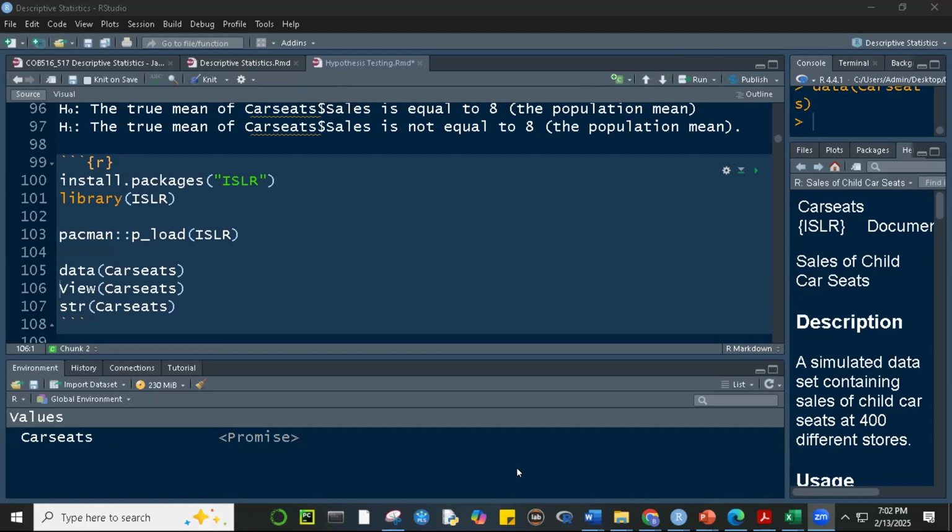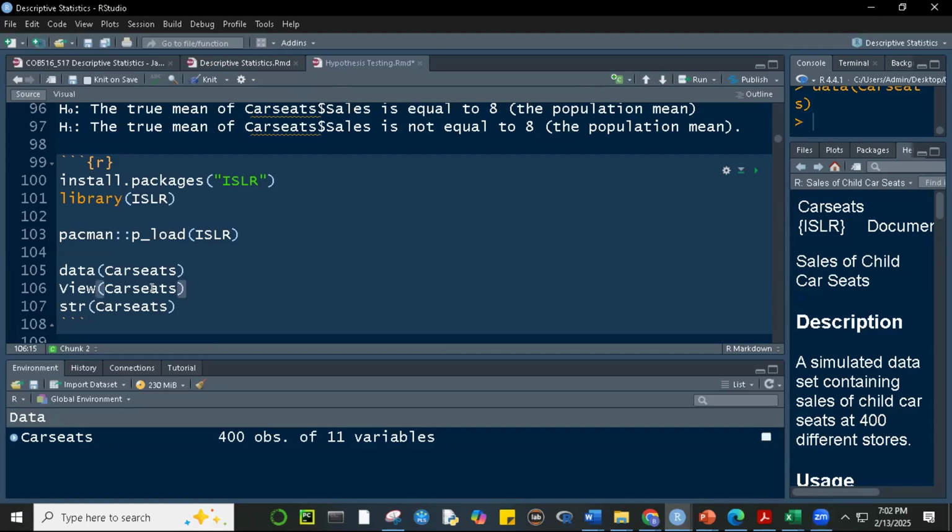So when you load a particular data, whether you're loading it from another source, you'll get the same. So promise simply means that your data is available, and you can have it formally loaded by, let's say, this one. Even if I click view here, you notice that it registers the number of observations and the number of variables. So if I run this, let's run this view.